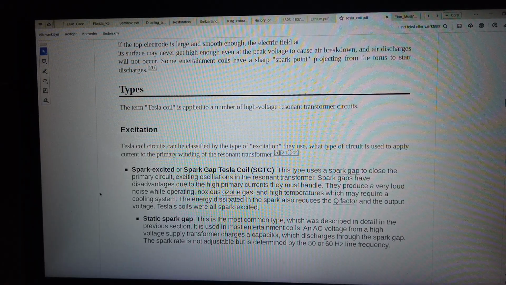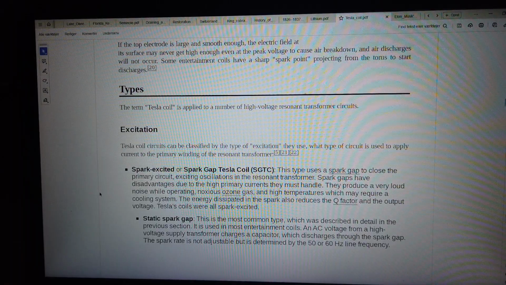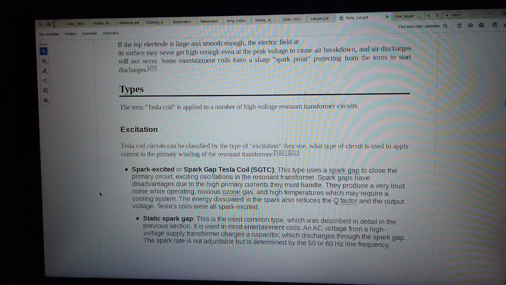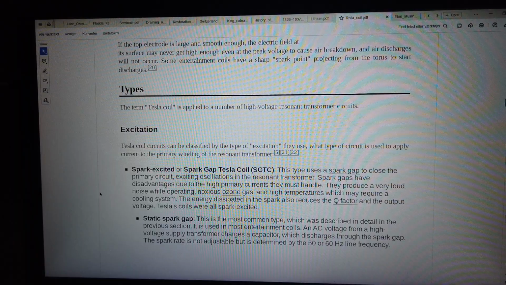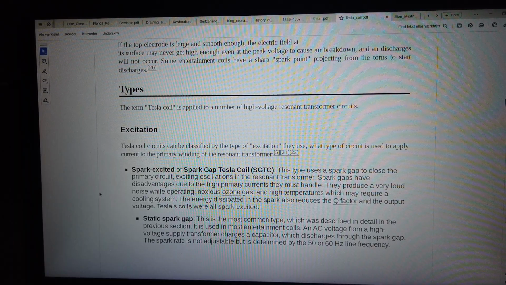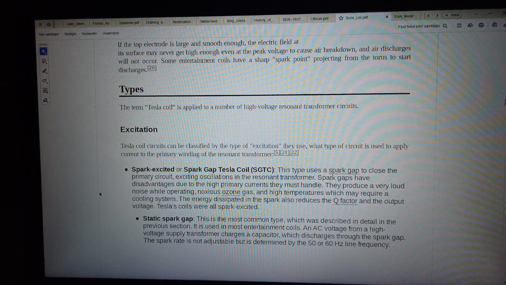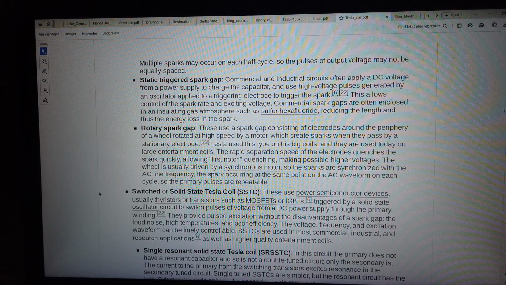Static spark gap. This is the most common type, which was described in detail in the previous section. It is used in most entertainment coils. An AC voltage from a high voltage supply transformer charges a capacitor, which discharges through the spark gap. The spark rate is not adjustable but is determined by the 50 or 60 Hz line frequency. Multiple sparks may occur on each half cycle, so the pulses of output voltage may not be equally spaced.